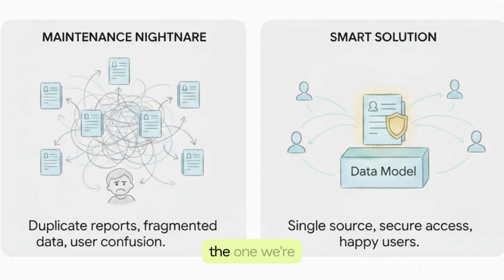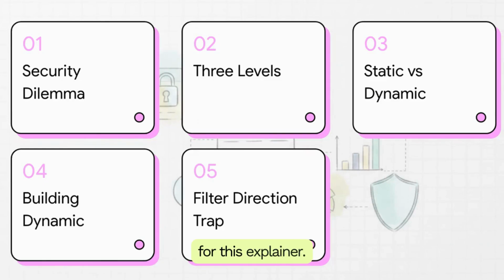The smart solution, the one we're focusing on today, is keeping one single data model, one report, and applying a row-level security component directly on top of it. By leveraging the engine's built-in context, Power BI dynamically filters the report based on whoever is viewing it. It's pretty amazing.